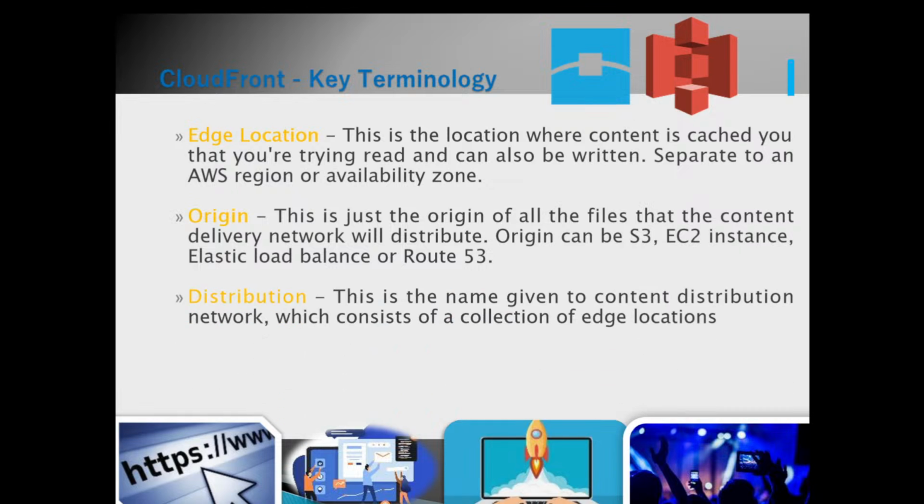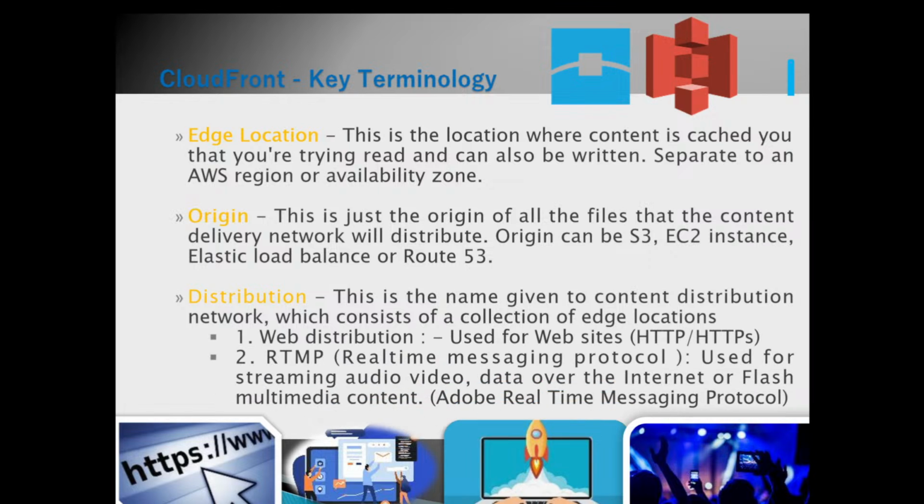Now distribution. Distribution is just the collection of your edge locations. It is a name given to the content delivery network which consists of a collection of edge locations. Okay, इसको distribution बोला गया है. Now previously, before 2021, there were two types of distribution. Now Amazon has decommissioned them and integrated them into a single distribution. पहले हमको अलग अलग select करना पड़ता था, but now it has been decommissioned. But just for your information, previously there was a web distribution and an RTMP distribution.